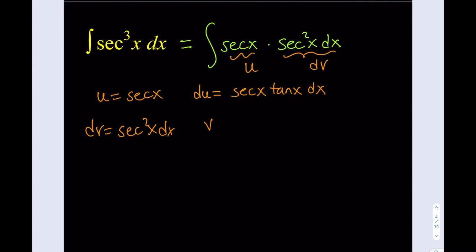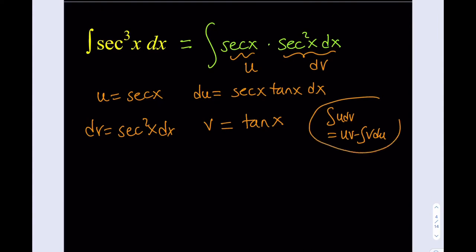If dv is secant squared, then v is going to be the integral. We're not going to use the constant here, but that's going to be tangent x. Awesome. And then how does the method proceed? As you know, the integral of u dv can be written as uv minus the integral of v du. Again, this comes from the product rule. Okay, cool. So we're going to go like this and then like that, but this is going to be a negative. Okay?